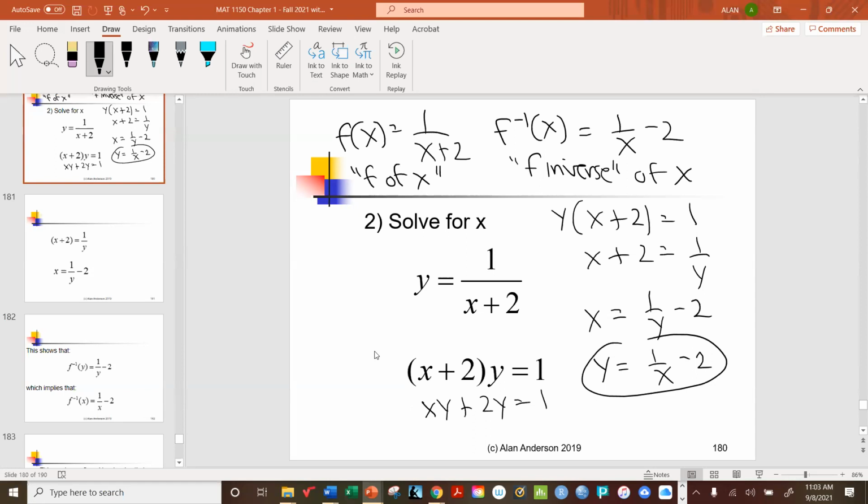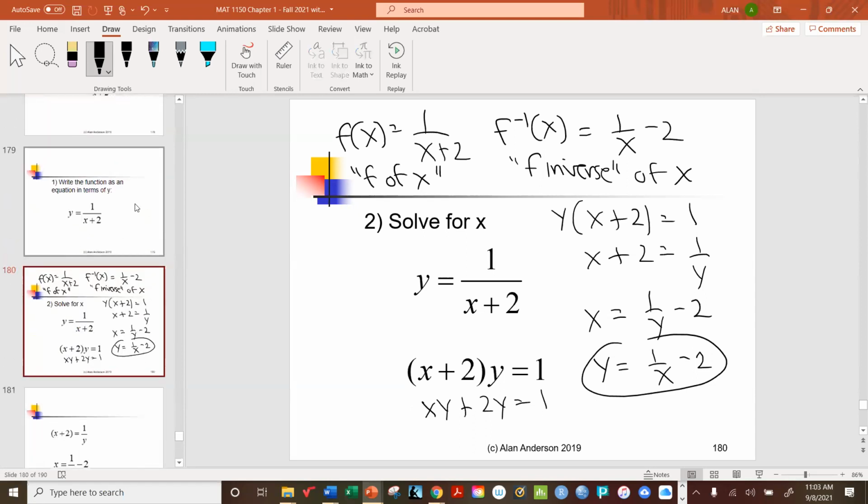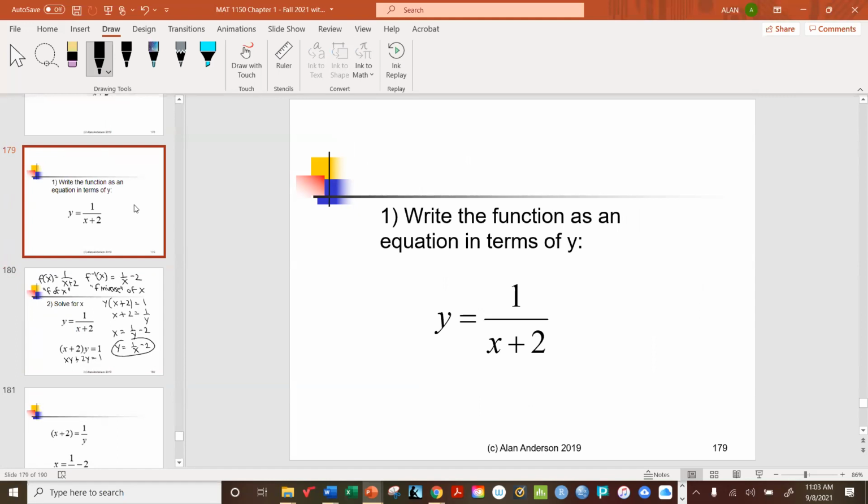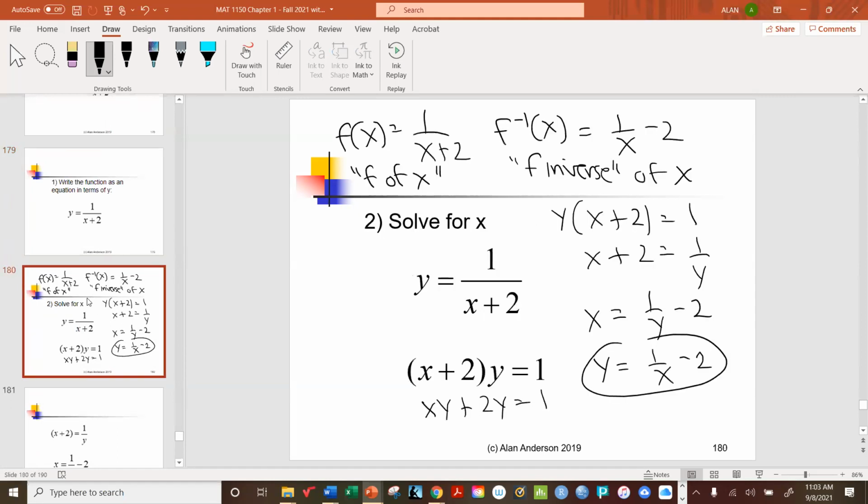So basically, you start by writing your equation as y equals that value. You solve for x. And then you swap the x and the y, and you're done. That's what we're doing here. It seems very bizarre, but it works. But formally, they should be written like this.